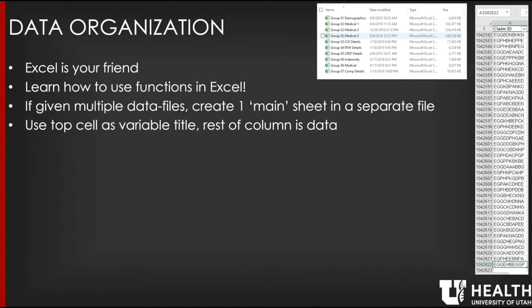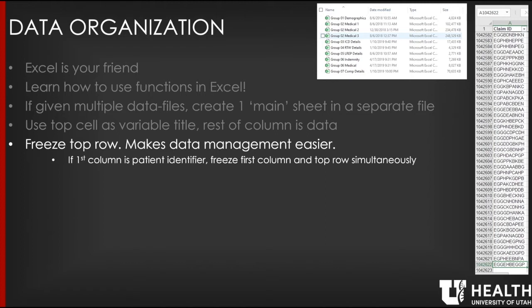So another thing you need to do is freeze the top row, and this will make more sense in a second. It makes the data management a lot easier. If your first column is the patient identifier, okay, so again, you can see on that far right, there's all the code there that is used to individually identify the specific patients in that study. So that should be your first column, and then your top row is your variables. You can freeze those simultaneously, which makes the whole process easier.